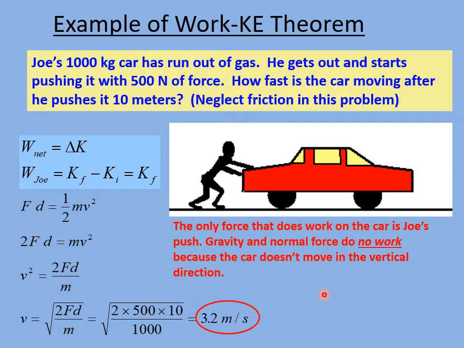Just stepping back and looking at the big picture here, basically what's happening is Joe is doing work. And remember, when we do work, we transfer energy to an object. So what this car has gained is kinetic energy. And where did that come from? Well, it came from the work that Joe did.